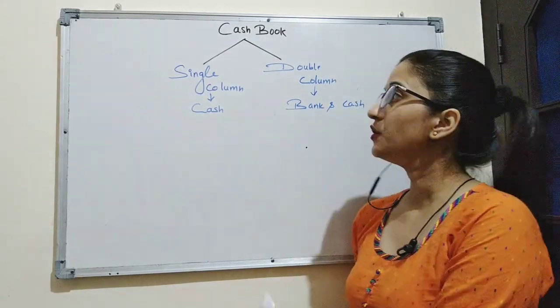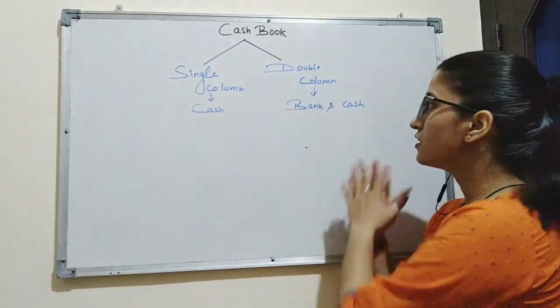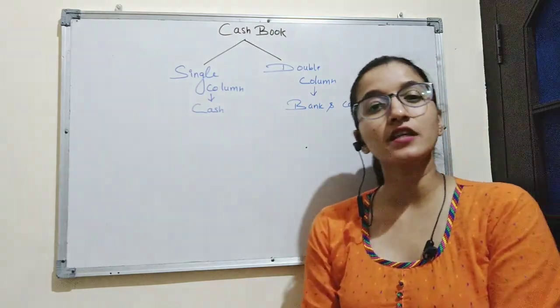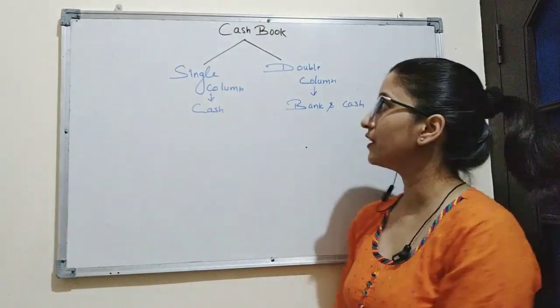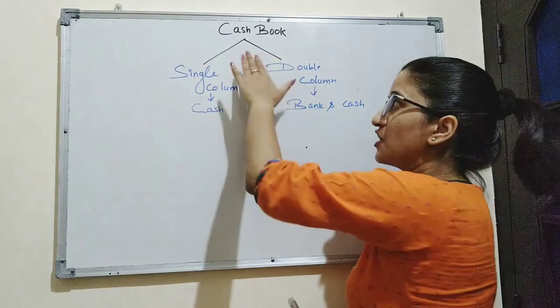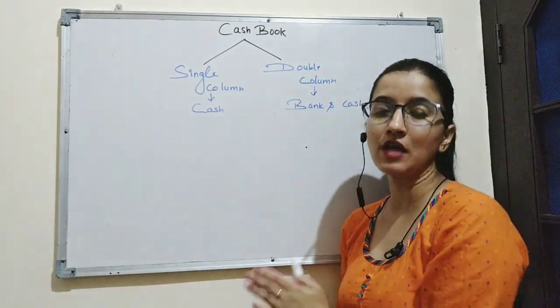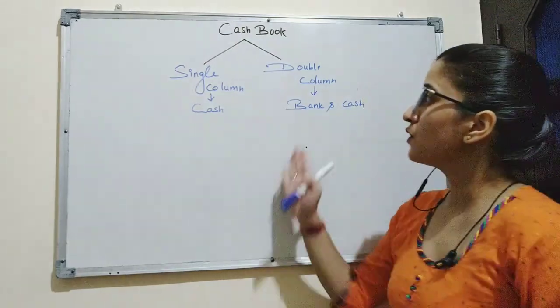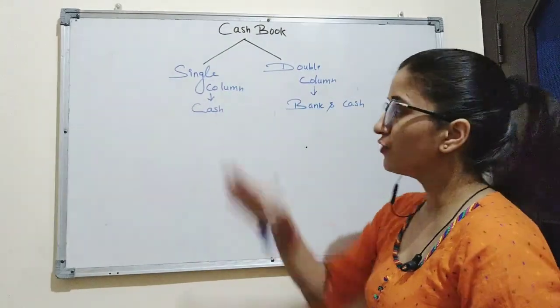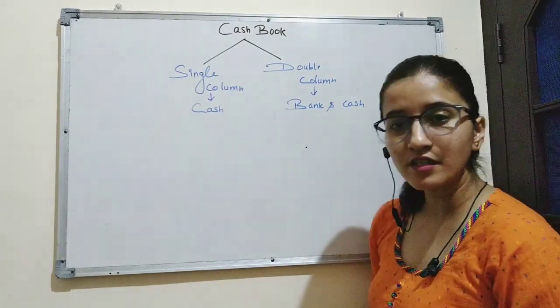Now in this session, we will be discussing double column cash book. As in the previous session, we studied what a cash book is. A cash book is a book where all the transactions related to cash are recorded. So there are two types of cash book. First is single column, second is double column.